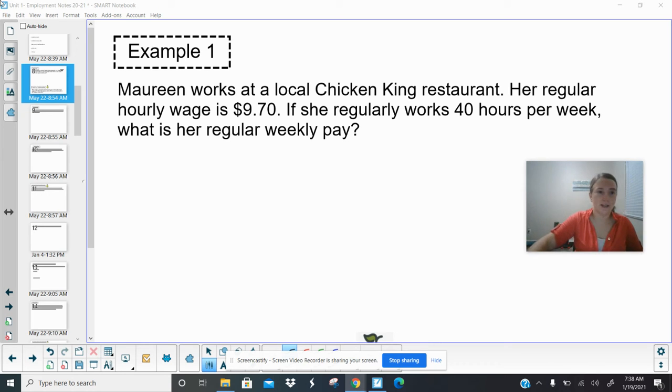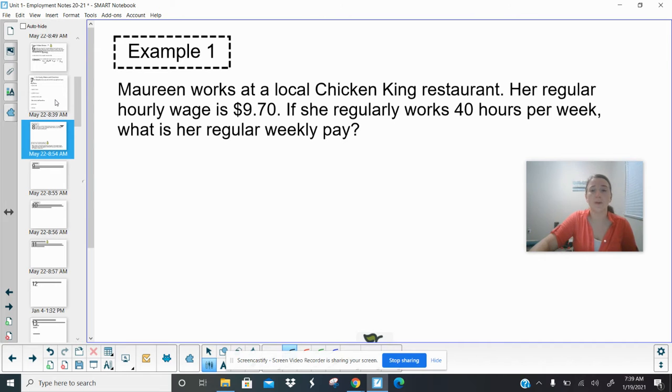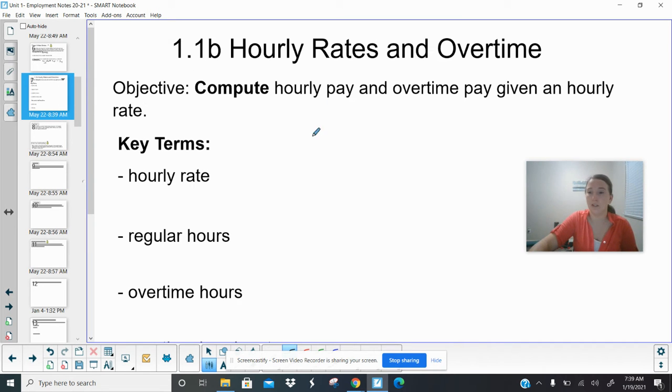Okay, so today's lesson is going to be a bit trickier than the first one, because a lot of us probably don't know how overtime works. Now, obviously, we talked about all this in class. It's all blank right now because I'm doing this before class.